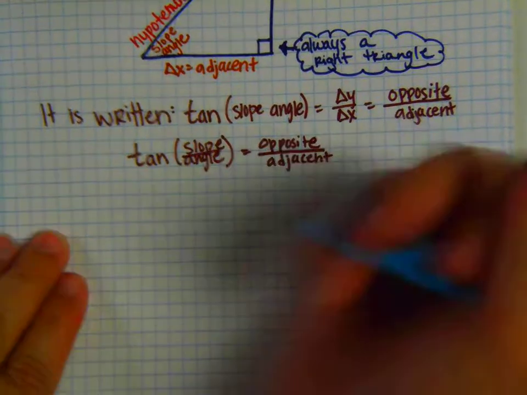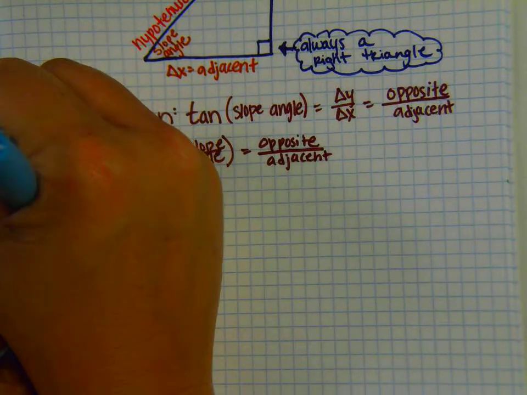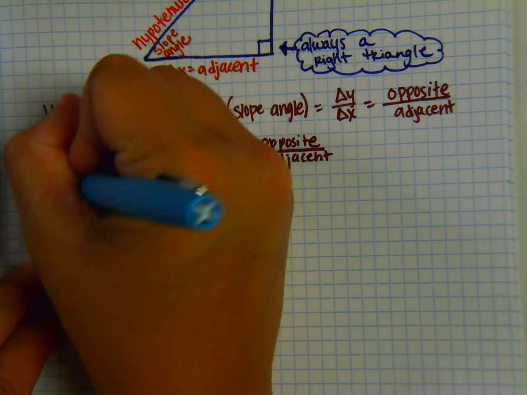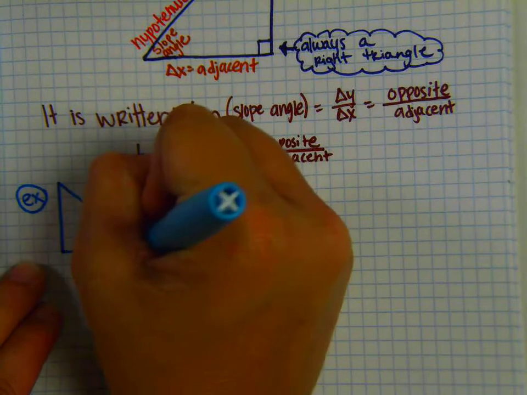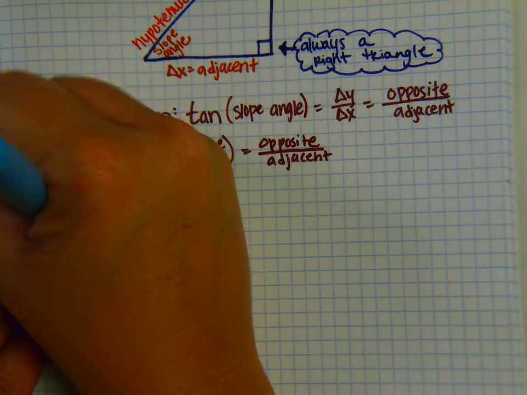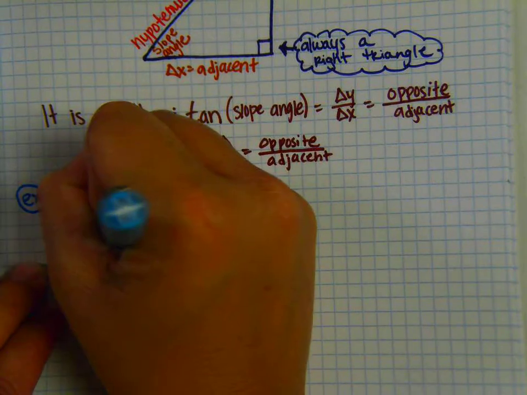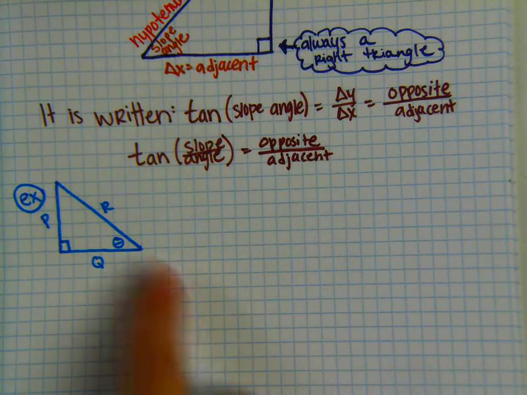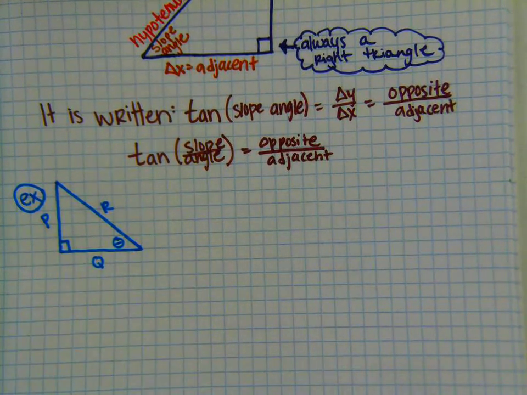So let's do an example of just writing the tangent ratio. Okay, so I have this triangle right here, and this little circle with a line through it. It's the Greek letter theta, and that's just kind of the universal way to write an angle. In this class, we'll write theta a lot. It's just representing an angle. That's all it means. Because theta means angle in math, so that's what we use.